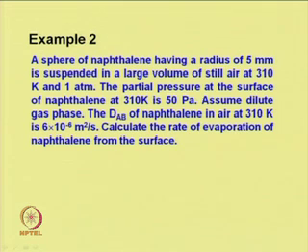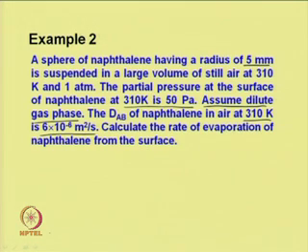A sphere of naphthalene ball having a radius of 5 millimeter is suspended in a large volume of still air at 310 Kelvin and 1 atmosphere pressure. The partial pressure at the surface of naphthalene at 300 K is 50 Pascal. Assume dilute gas phase. The D A B of naphthalene in air at 300 Kelvin is given as 6 into 10 to the power minus 6 meter square per second. Calculate the rate of evaporation of naphthalene from the surface.